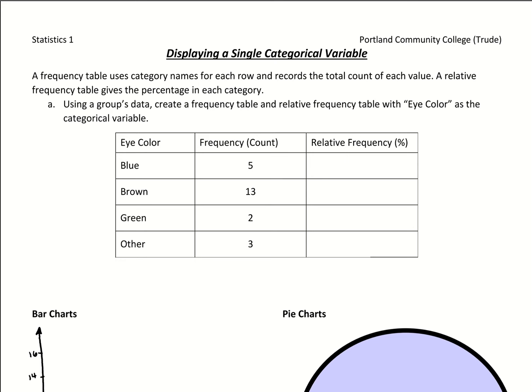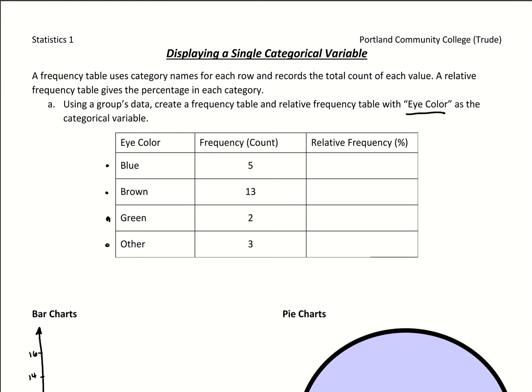So when we have a single categorical variable, we want to look at a few ways that we can display it in a graph, and then how we can calculate values from this categorical data. So what we're going to do here is use a categorical variable where they collected eye color. So this is the actual variable that was collected, and then we have these possible answers where the people in the group either answered blue, brown, green, or other for eye color.